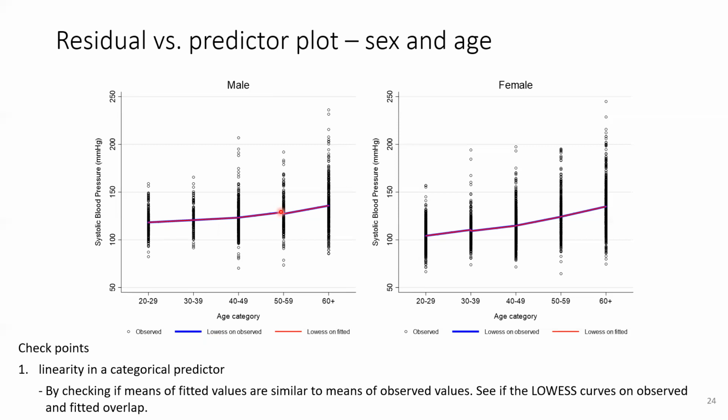And as we can see, we see the red and blue lines together. So the linearity assumption for this categorical predictor, which is age category, is okay. Do you have any question about it? I think I will rewrite this slide and update the revised one so that the title is not confusing.